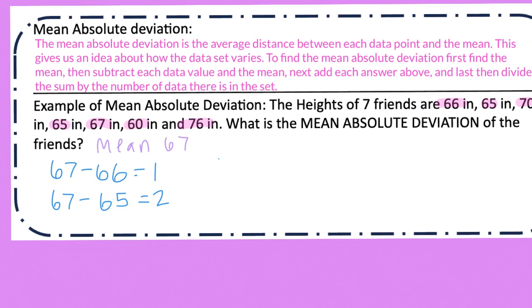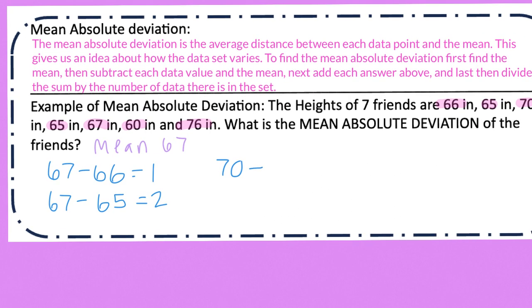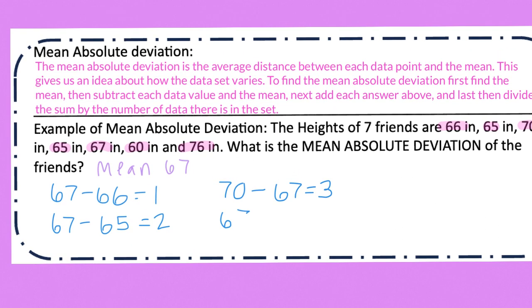Okay, the next one is 70. We're going to go 70 minus our mean, which is 67. 70 minus 67 is 3. Then we have 65 again. So we're going to take our 67 minus 65. That gives us 2. Then we're going to take 67 and we're going to subtract 67. Yay, that's 0.